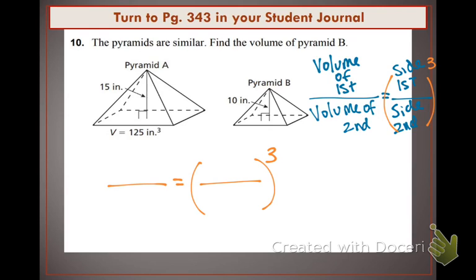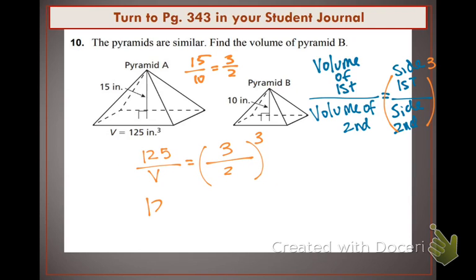Okay, what is the volume of the first? Do we know the volume of the second? So V. Do we know a side from the first? 15. Do we know a side from the second? Yes. Can you reduce? Yes, you can. I actually suggest that you do. They're both divisible by 5, so it does reduce to 3 over 2. So 15 over 10 is the same as 3 over 2. It's easier to cube that.